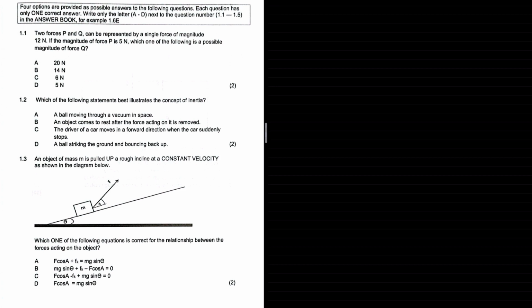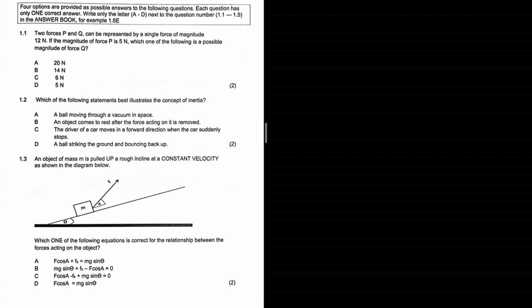Option B, an object comes to rest after the force acting on it is removed. So this lies more on the idea of friction. So this could be friction. C, the driver of a car moves in a forward direction when the car suddenly stops. And inertia is basically this. It's the idea that your body wants to resist the movement that is currently occurring.